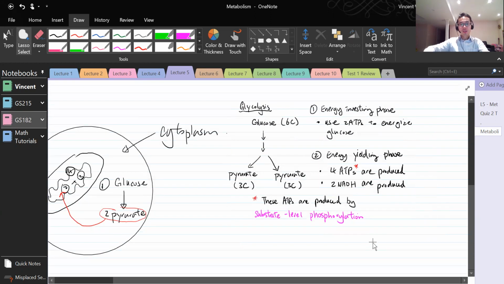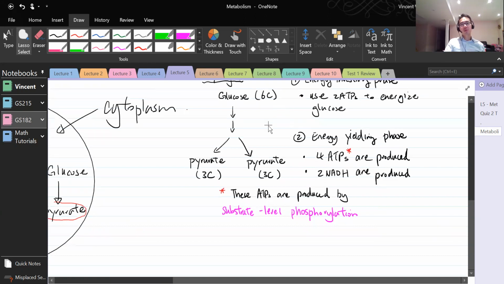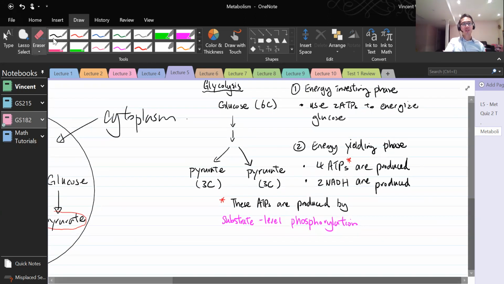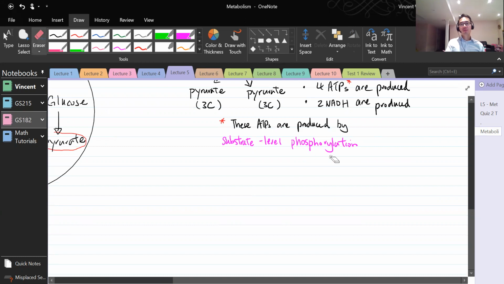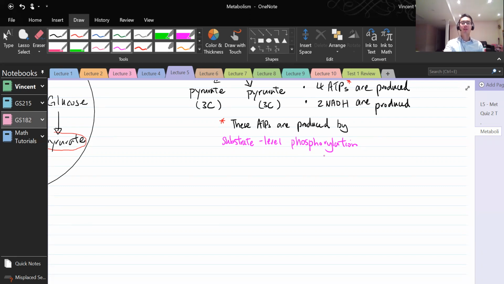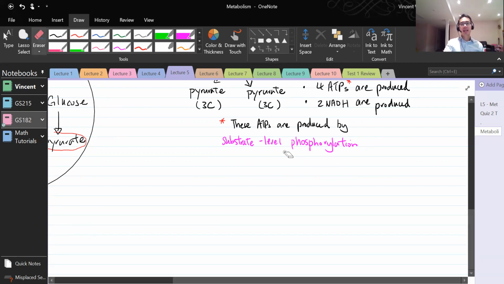So the four ATPs that are produced in the energy yielding phase of glycolysis are produced by a process called substrate level phosphorylation. Now that's a big word. Let's break it down and see what that means. To phosphorylate something is to add a phosphate to a molecule. A phosphate is PO4 3-. You probably know that from chemistry. In this case, substrate level phosphorylation is going to involve three things.